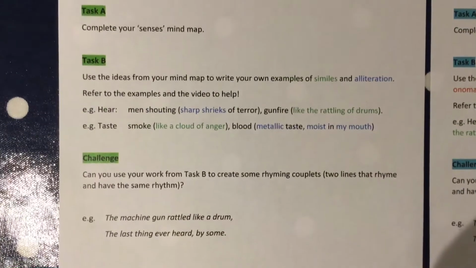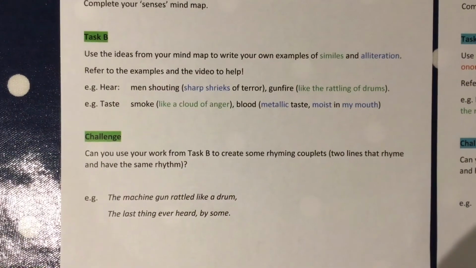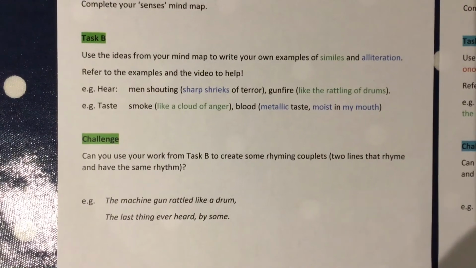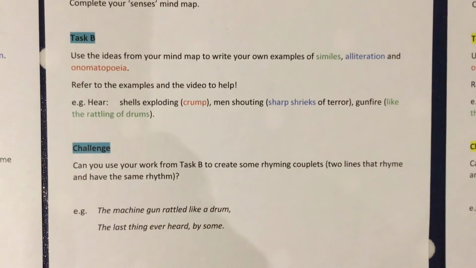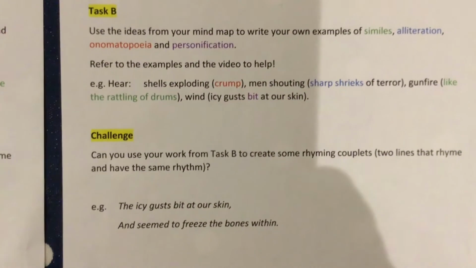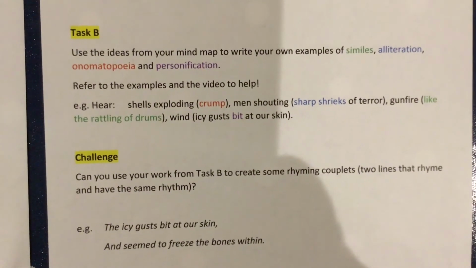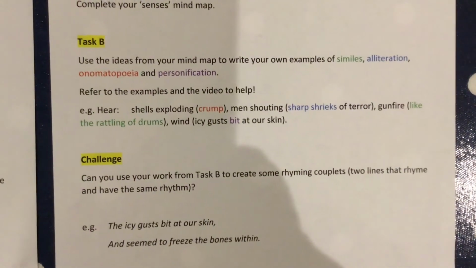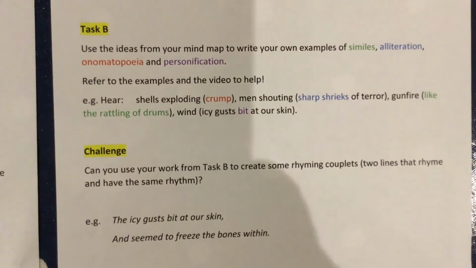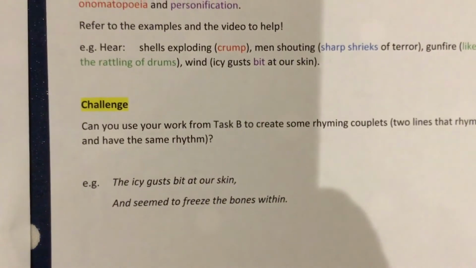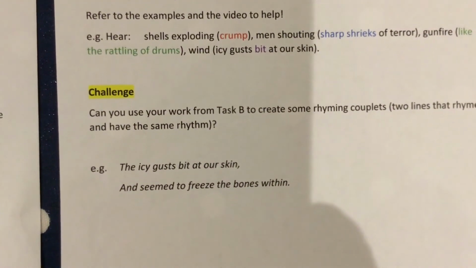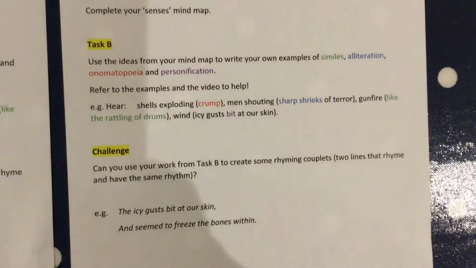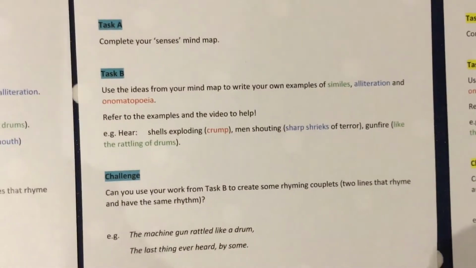So that's task A. Task B, use the ideas from your mind map to write your own examples of similes and alliteration. That's for green group. Blue group, similes, alliteration and onomatopoeia. And orange or yellow group, use the ideas from your mind map to write your own examples of similes, alliteration, onomatopoeia and personification. Now it says with all of them, refer to the examples and the video. Obviously you're watching the video lesson now, but there's things to help you. And beneath the task, there are these examples included, and they're colour coded so you know which is which.